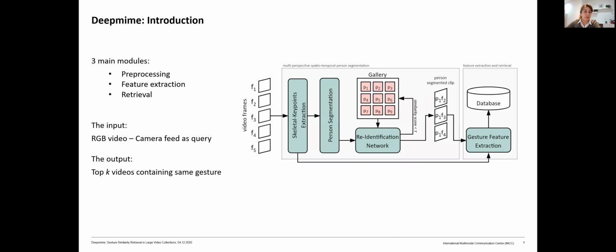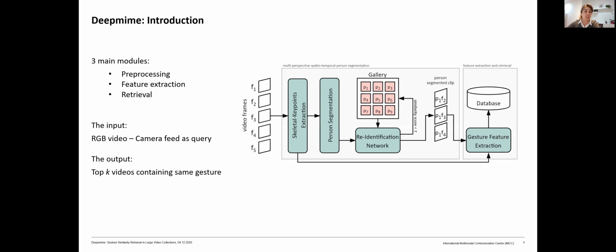It contains 3 main modules: pre-processing, feature extraction, and retrieval. I will explain all of them in the coming slides. But the main important part of the system is to know what is the input and what we expect as the output of the system.